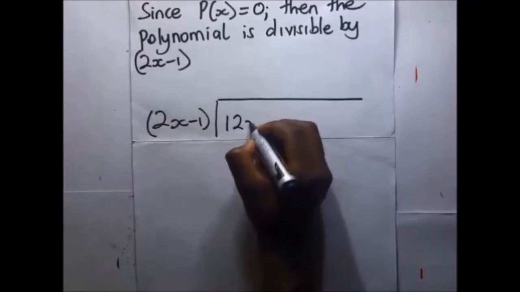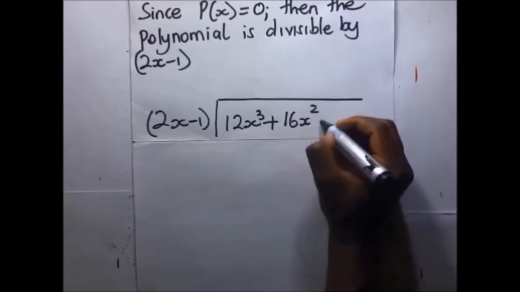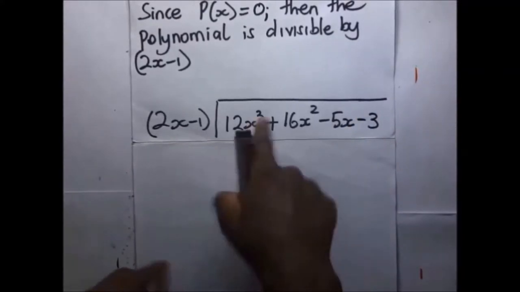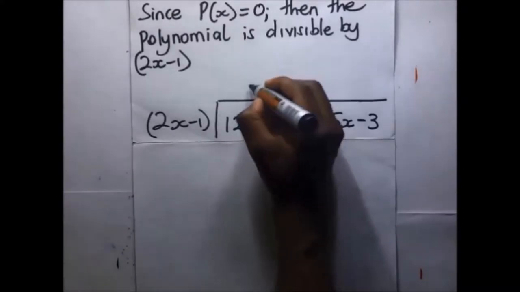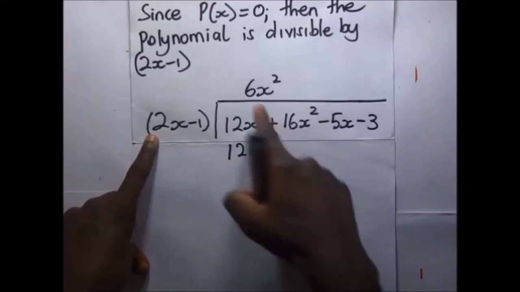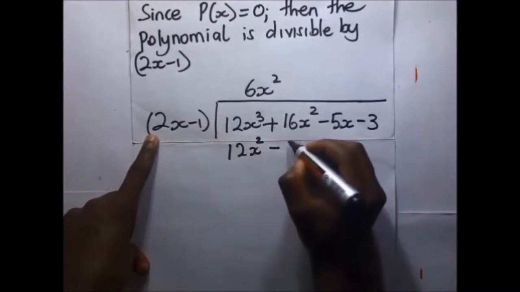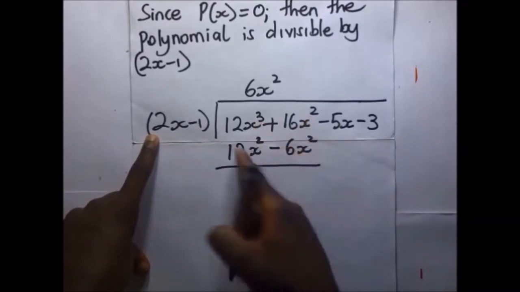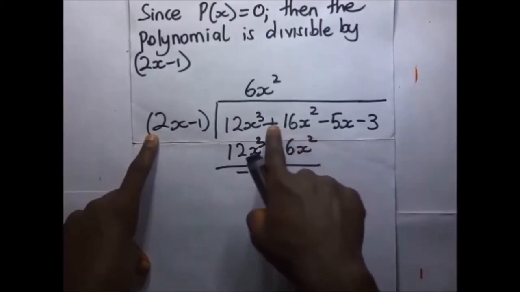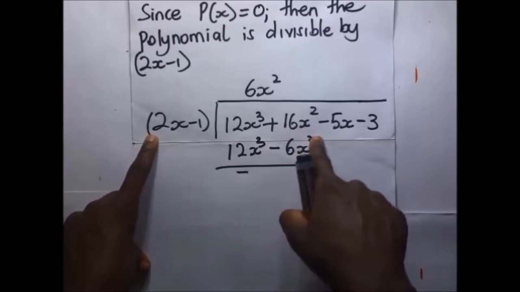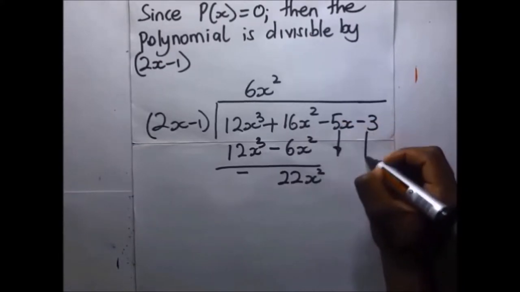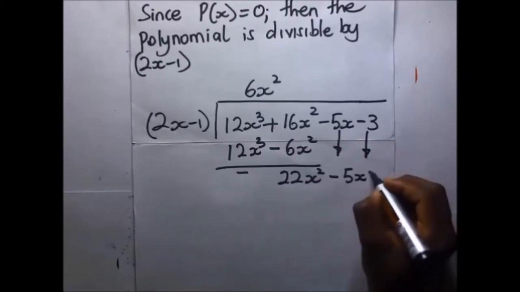So we divide 12x cubed plus 16x squared minus 5x minus 3 by 2x minus 1. 12x cubed divided by 2x, we shall get 6x squared. 6x squared times 2x is going to give us 12x cubed. Then 6x squared times negative 1 will give negative 6x squared. When you subtract these two, 12x cubed minus 12x cubed, you get 0. 16x squared minus negative 6x squared, we shall get 22x squared. So we pull this down, and this will remain with 5x minus 3.